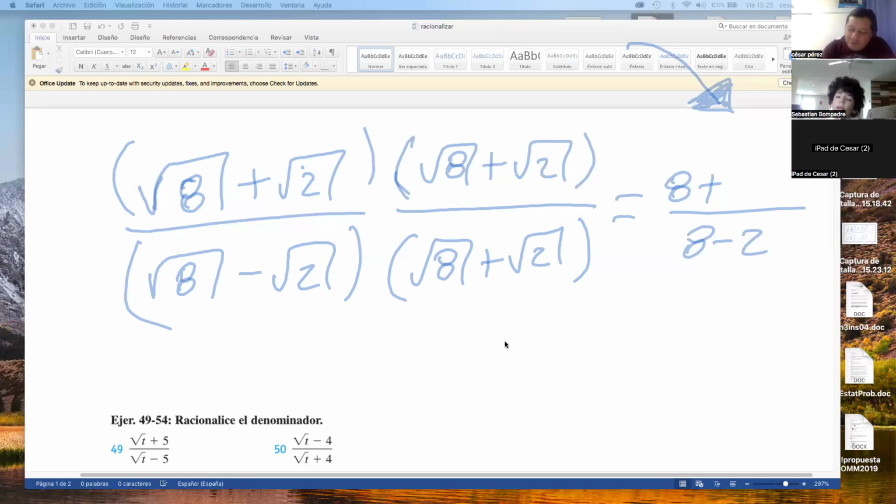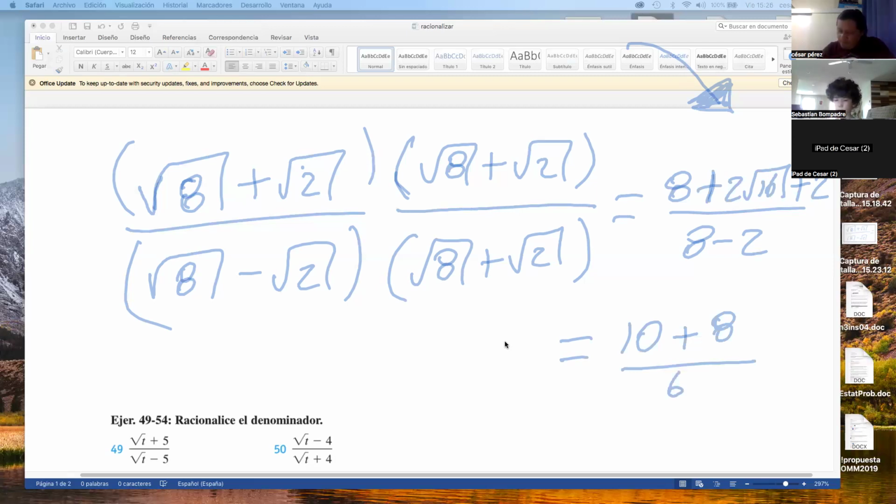Okay, yes, you're right. 8 plus 2 times the square root of 8 multiplied by the square root of 2. So we will get 2 times the square root of 16 plus 2. Okay, so we will get 10 plus 8. So that's 18 over 6, which is 3. 18 over 6 is 3. Okay, yes, you're right.